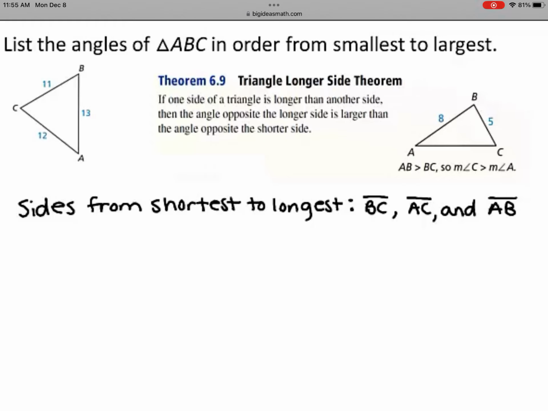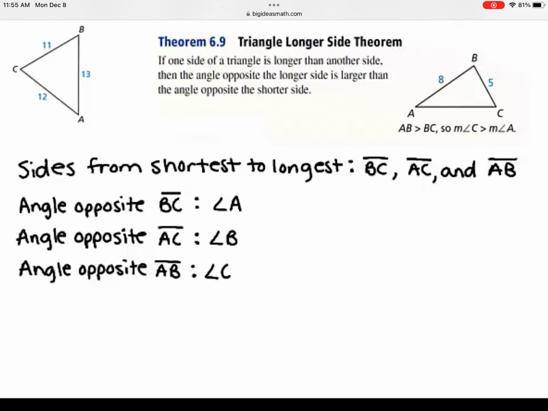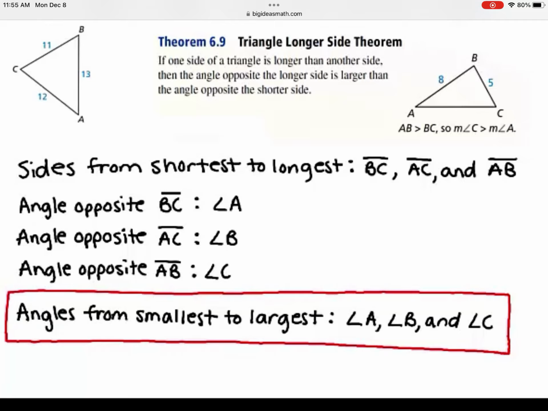In triangle ABC, the angle opposite side BC is angle A, the angle opposite side AC is angle B, and the angle opposite side AB is angle C. Therefore, by the triangle longer side theorem, the angles of triangle ABC, listed in order from smallest to largest, are angle A, angle B, and angle C.